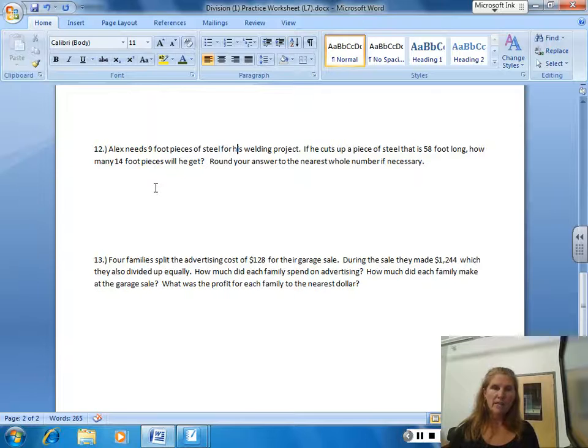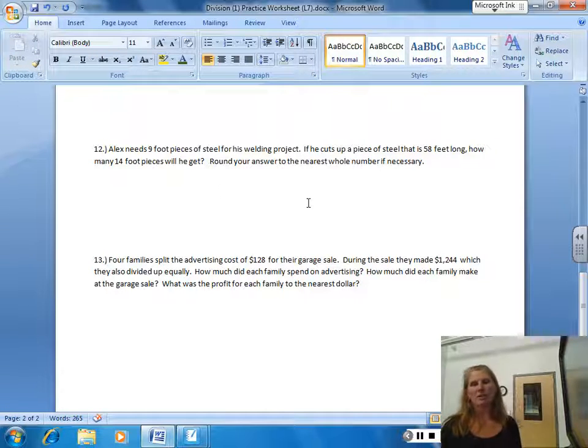Alex needs 9-foot pieces of steel for his welding project. If he cuts up a piece of steel that is 58 feet long, we're going to say feet because that makes sense. How many 14-foot pieces will he get? Round your answer to the nearest whole number if necessary. So if you're getting some leftovers, I don't want you to deal with the leftovers, remainders. Just tell me how many pieces he'll get. So if he has a little bit left over, that doesn't give him another piece, right? He can only get so many pieces.